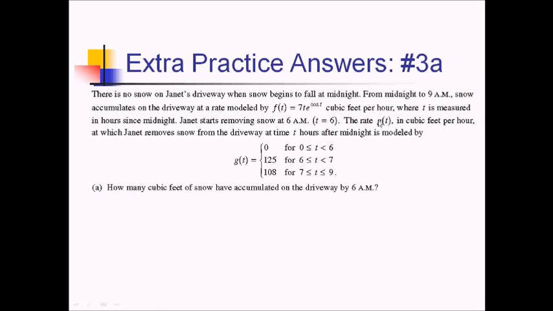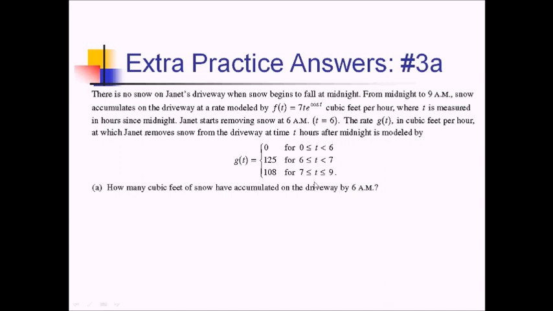But the rate that she's removing snow is given by this piecewise function here. So you can see that between 0 and 6, she has a rate of 0 because, well, she's probably sleeping. Good for her. Between 6 and 7, she's going at a brisk pace of 125 cubic feet per hour, and then she gets tired and slows down for that 7 to 9 stretch. So we want to know how many cubic feet of snow have accumulated on the driveway by 6 a.m. What is Janet waking up to?